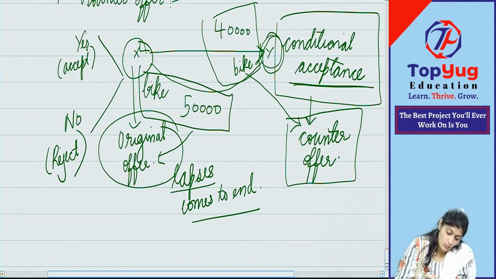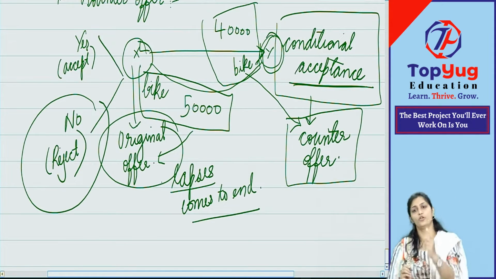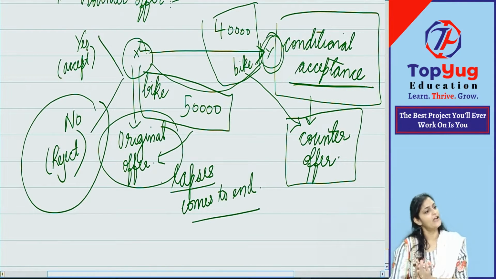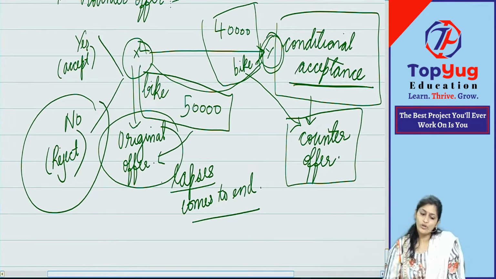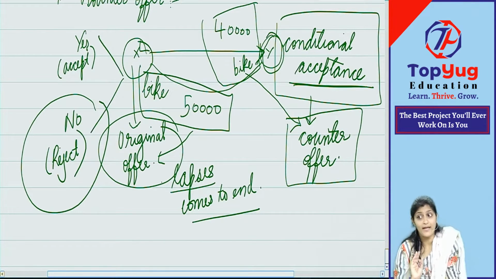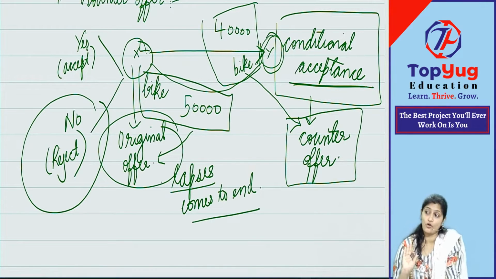What choice X made was, he said, no, I will not sell you the bike at 40,000 rupees. But Y wanted the bike. Now he's saying, no, no, I will pay 50,000 rupees. You sell me the bike. Now, do you think X should sell him the bike, or now also it is his choice to sell or not? It is his choice, or he should sell? Very good. His choice. Why his choice?